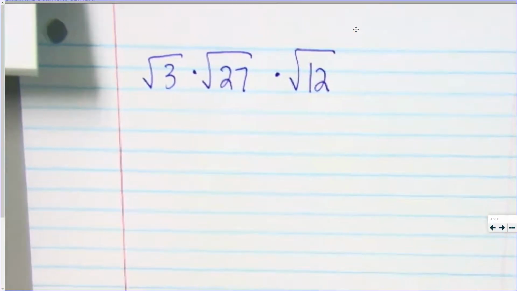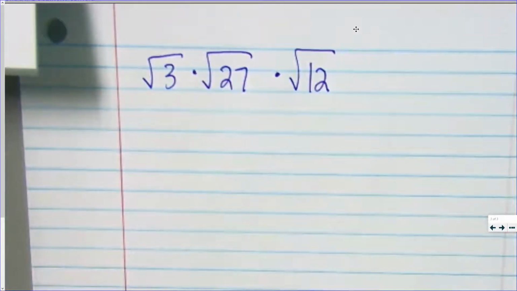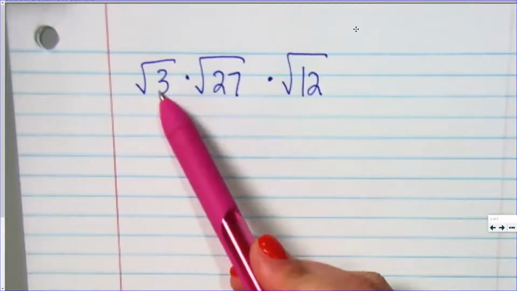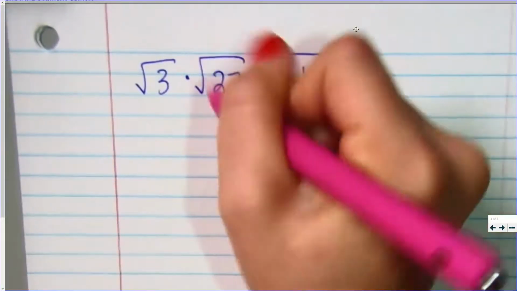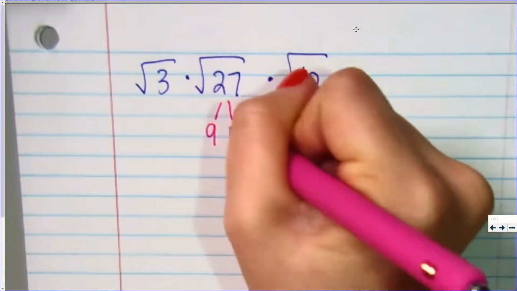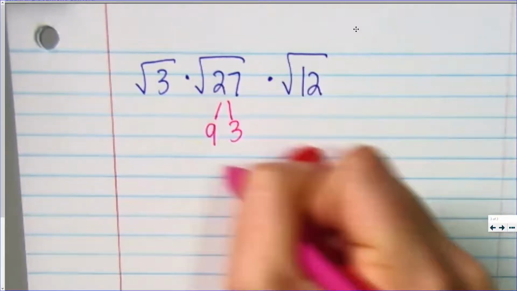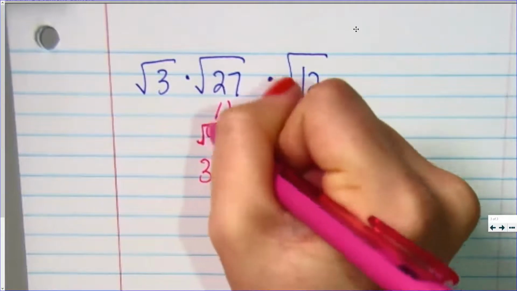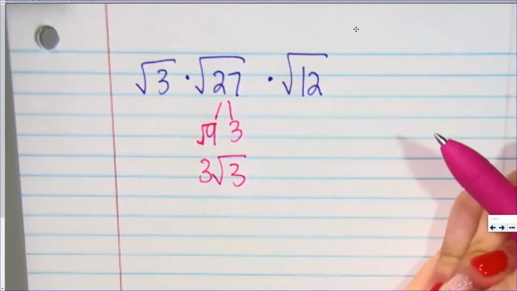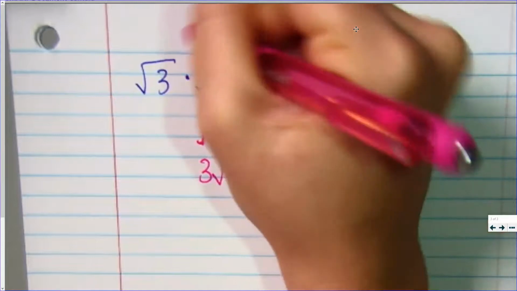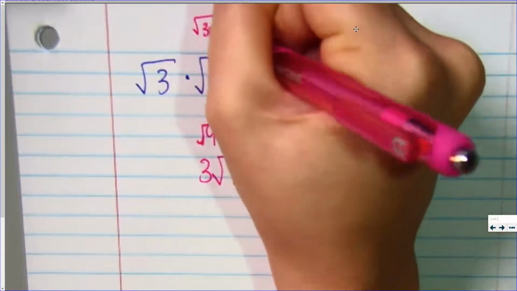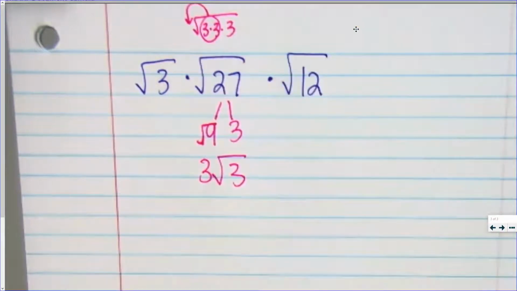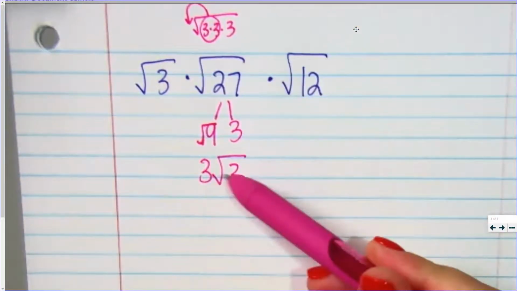All right, now the very first thing I would do is simplify any of the ones that I can. I can't simplify square root 3, but I can simplify square root 27 into 9 and 3. That's going to be 3 square root 3, because remember the square root of 9 is 3. And you can keep simplifying 3 times 3 times 3. Those 3's move out to make it 3 square root 3.